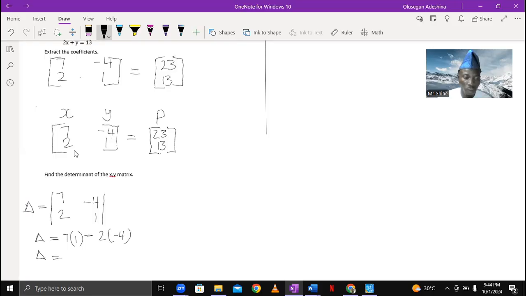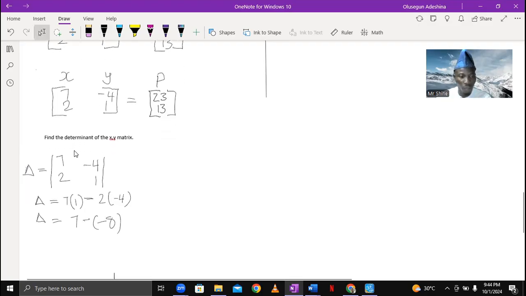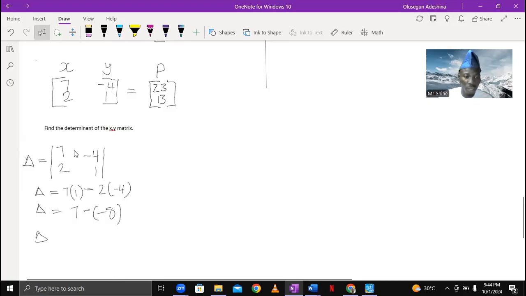Now, determinant equals 7 times 1, 7, minus 2 times minus 4 is minus 8. So we can say minus 2 times minus 4, minus 8. Okay, that gives us determinant equals 7 minus times minus is plus, and we have our 8. So that means the general determinant is 15. So 15 is the determinant of the XY matrix.